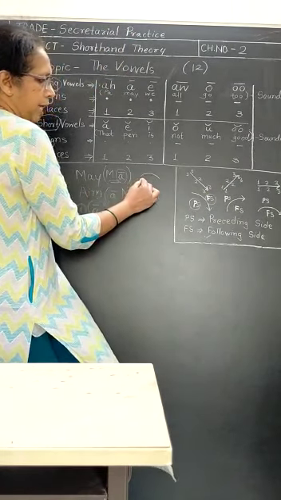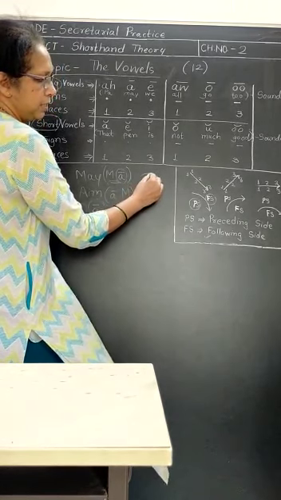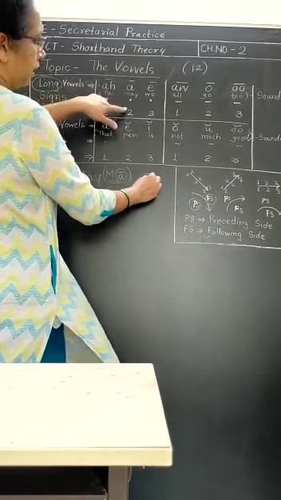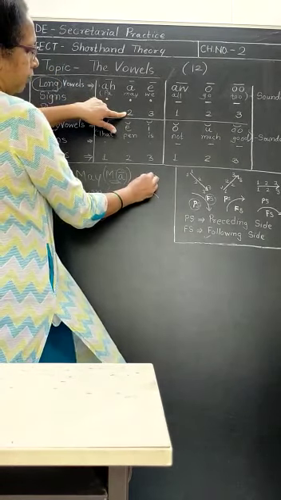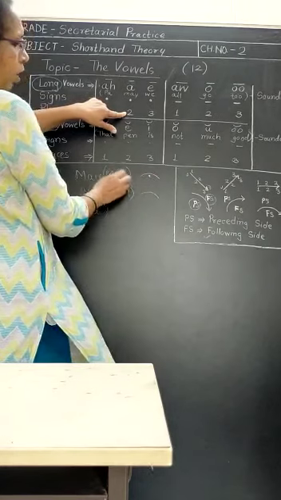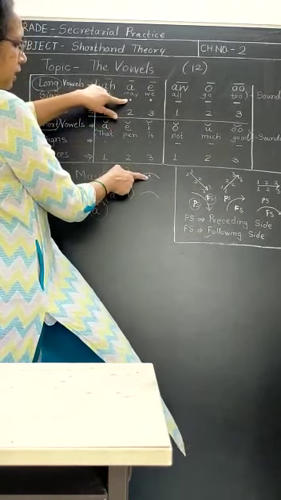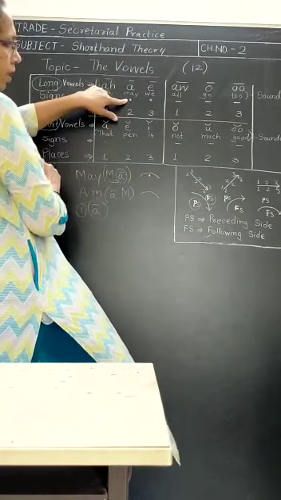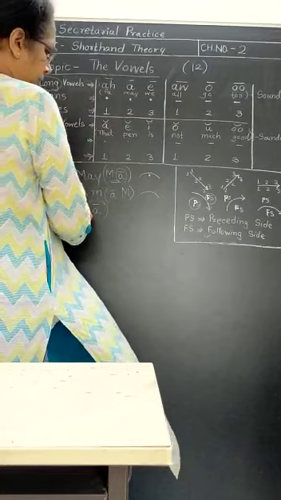So M starts from this point. This is first place. This is second place. So we have to put this vowel at second place on the following side. And the sign for this is a heavy dot.